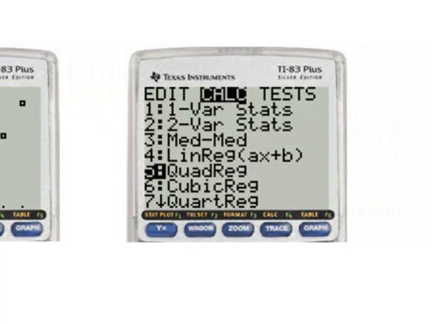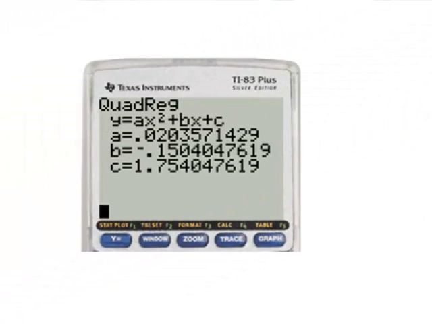Next we hit stat, right arrow to calculate, then number 5, quadratic regression. Hit enter, and we see the values of A, B, and C in standard form.